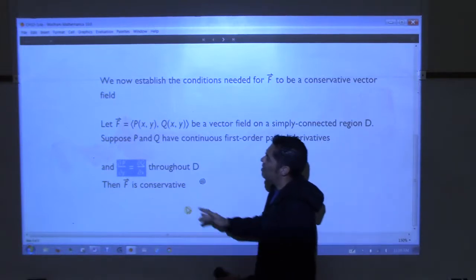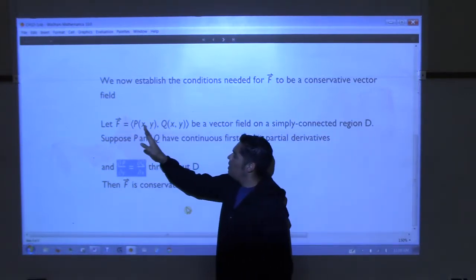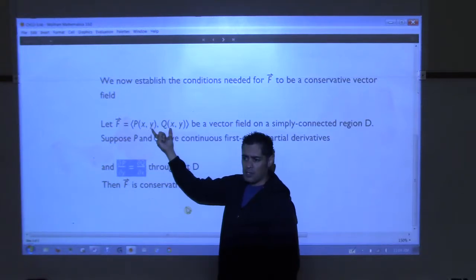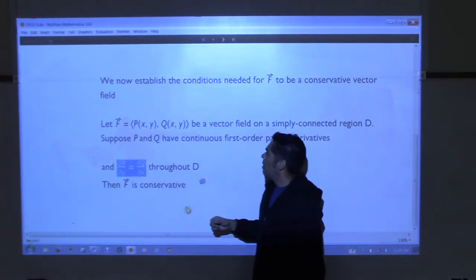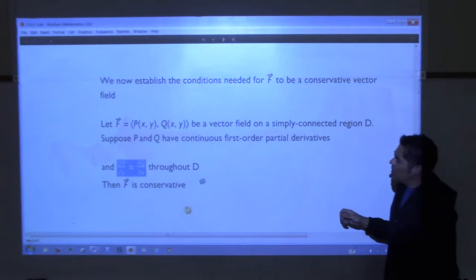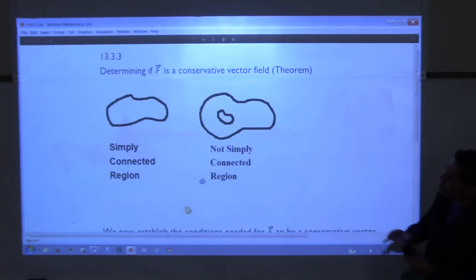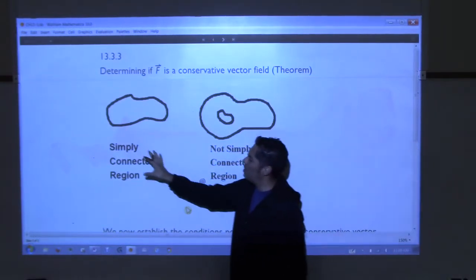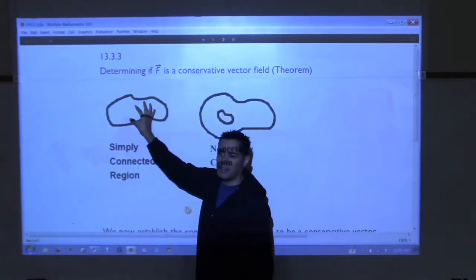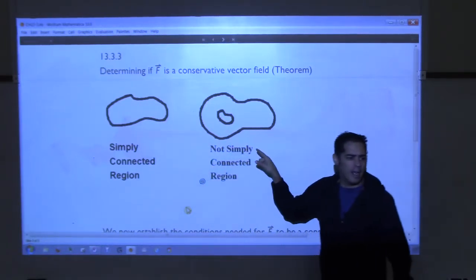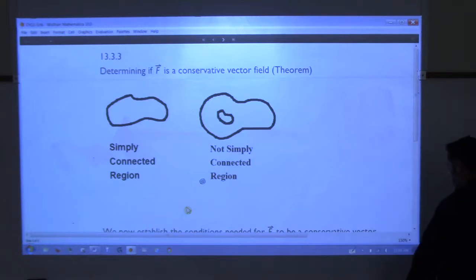So there it is right there. Let's say that you are given a vector field where you have two scalar functions, P and Q, the two component functions of your vector field. Then we have to make sure that our vector field is on a simply connected region in D. So this theorem works as long as the region you're talking about is simply connected. This is a simply connected region. This is not a simply connected region. Can you tell the big difference between those two? Is it obvious?